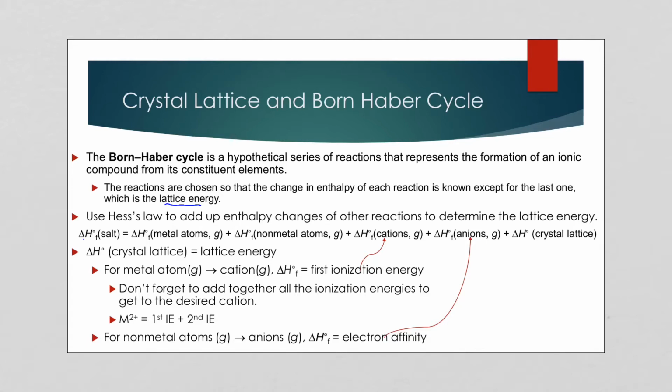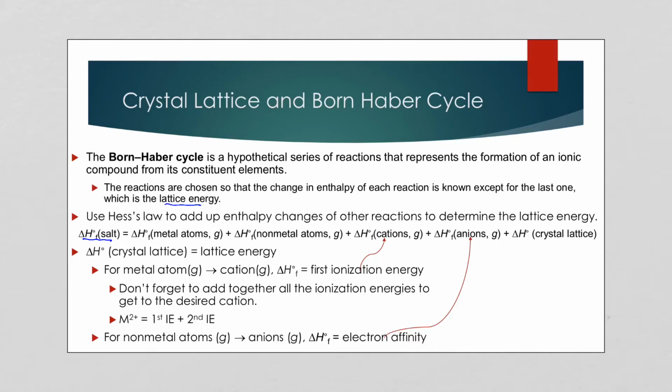So if I want to look at the delta H of reaction for the formation of an ionic compound, or what we call a salt, we could think about all of these steps being involved. So first of all, we have a delta H to form metal atoms into a gas. In other words, we have to vaporize the solid metal. We have the energy involved in turning the non-metal atoms into a gas. So we have to vaporize the non-metal.